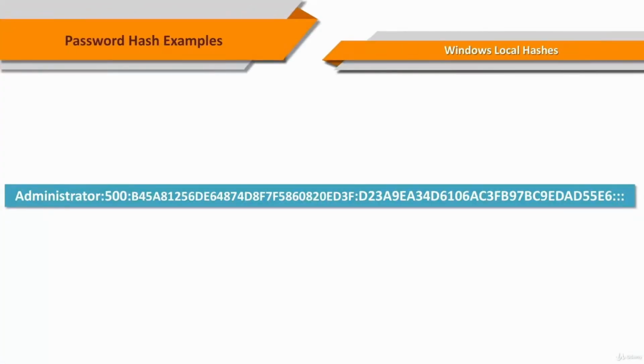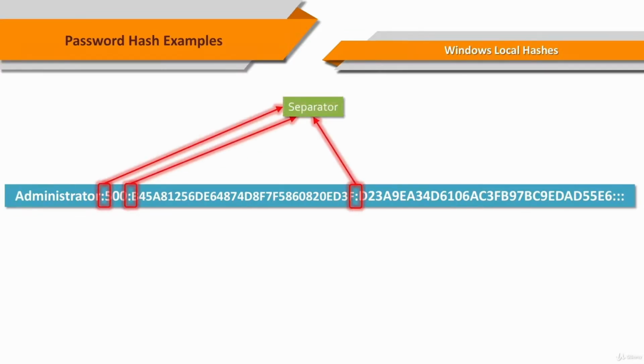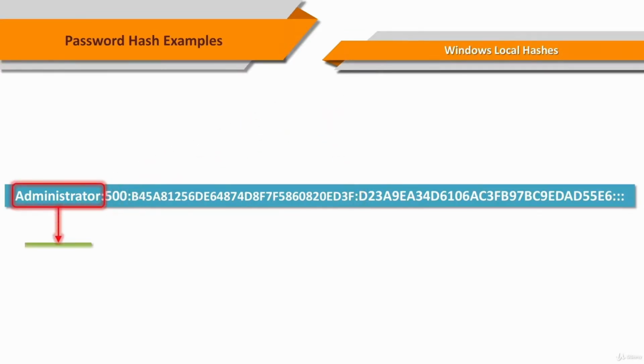Now, this is a typical Windows local hash. The columns are separated by colons. The first column is the username. Second field is the user ID. It can be thought of as a user group.